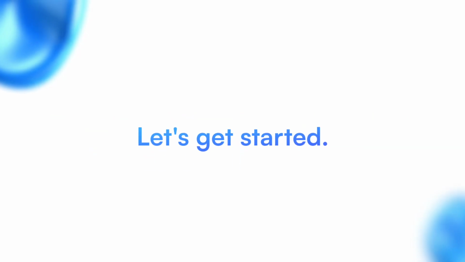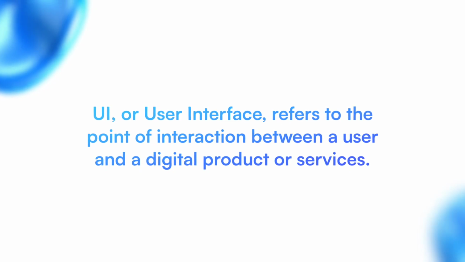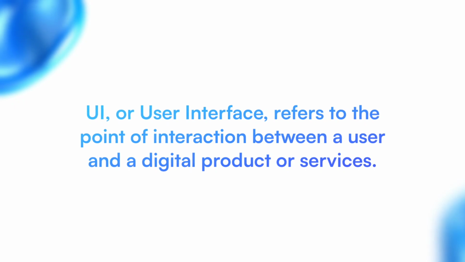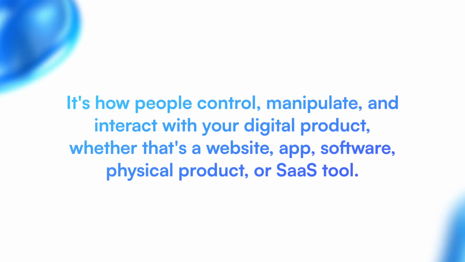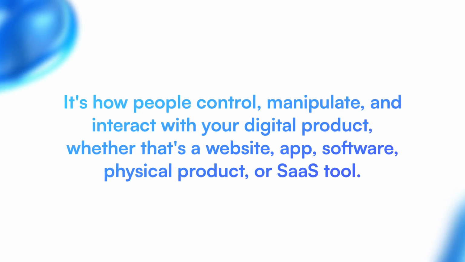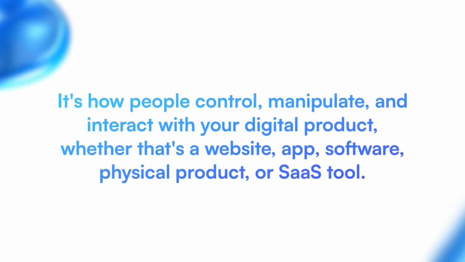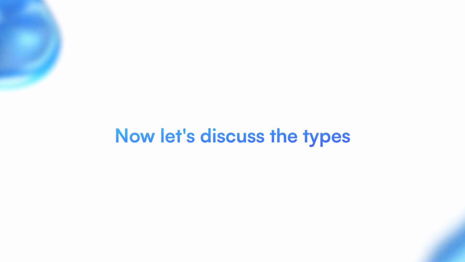Let's get started. UI, or user interface, refers to the point of interaction between a user and a digital product or services. It's how people control, manipulate, and interact with your digital product, whether that's a website, app, software, physical product, or SaaS tool. Now let's discuss the types.